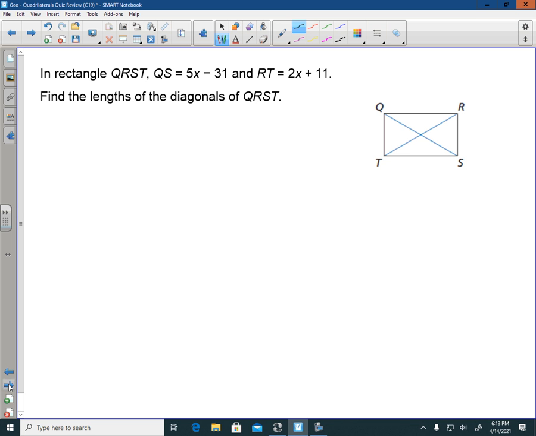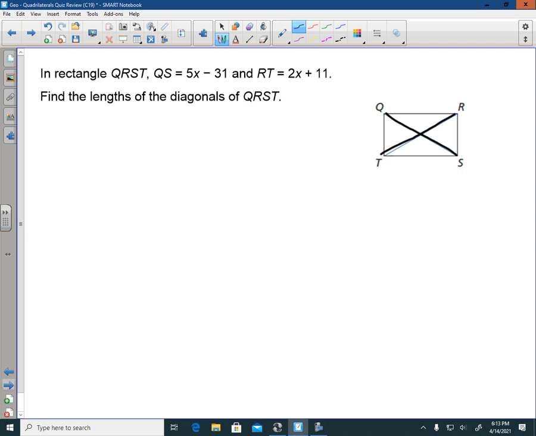Alrighty, and then another way of using these theorems is this problem here. Sorry, I got distracted. In rectangle QRST, QS, which is a diagonal, this one here, is 5x minus 31, and RT, which is this one here, is 2x plus 11. Find the lengths of the diagonals.